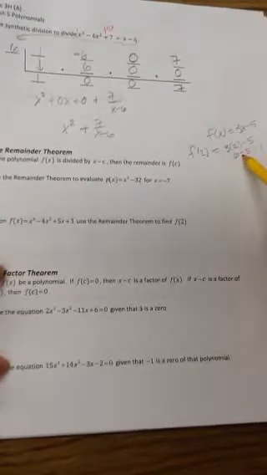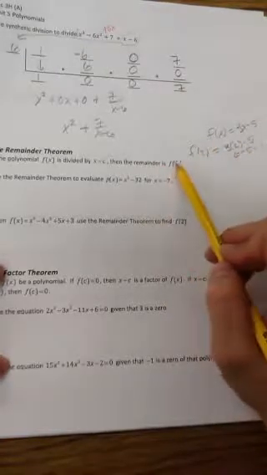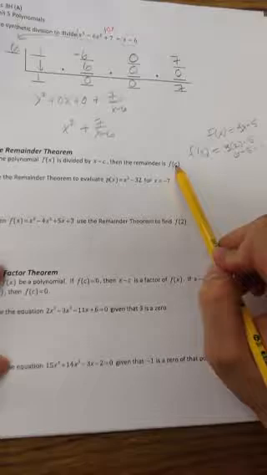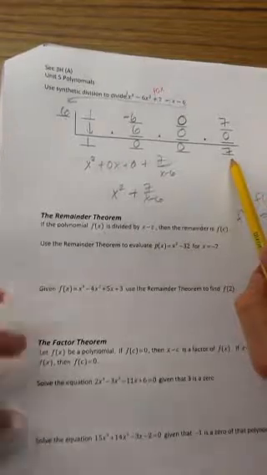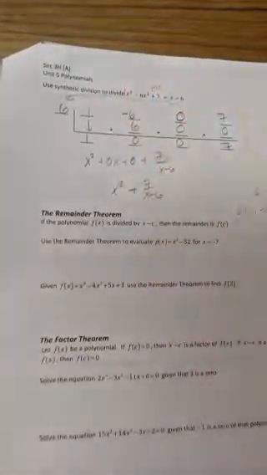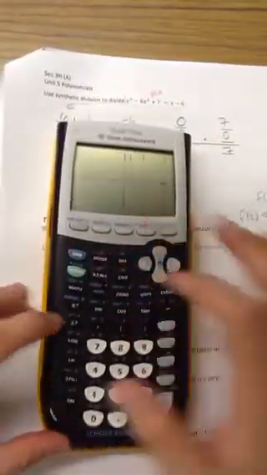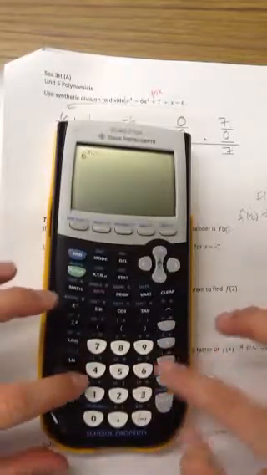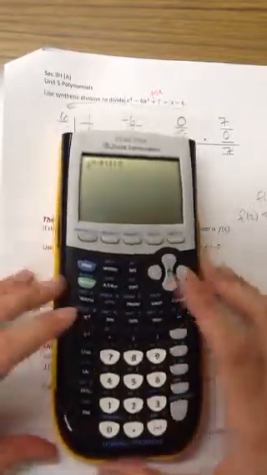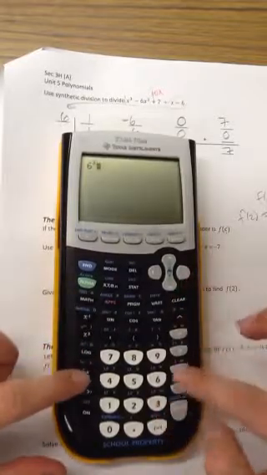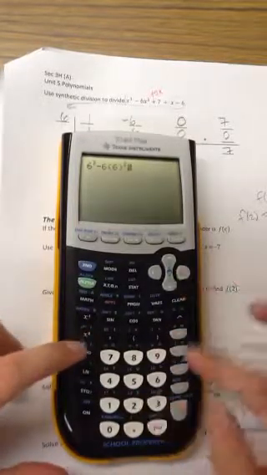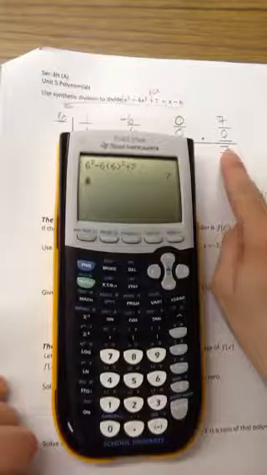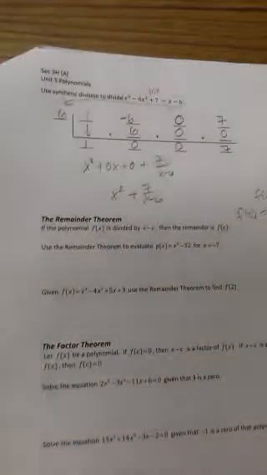Right? So what this is saying is if I plug in the number c, it will be the same as the remainder for our synthetic division. Right? So up here on this problem, if we had plugged in 6 into here, then we would have got 7. So if we use our calculator, we can do 6 cubed minus 6 times 6 squared plus 7. And we get 7, right? Which is the same, which is kind of cool.